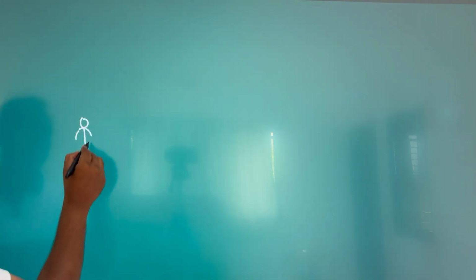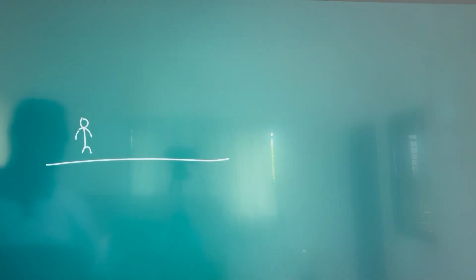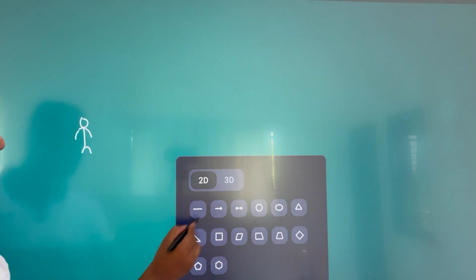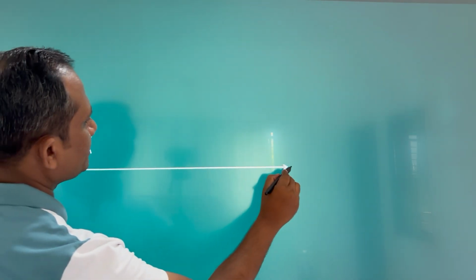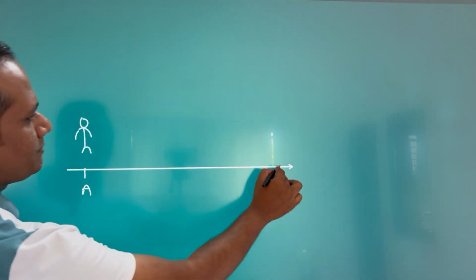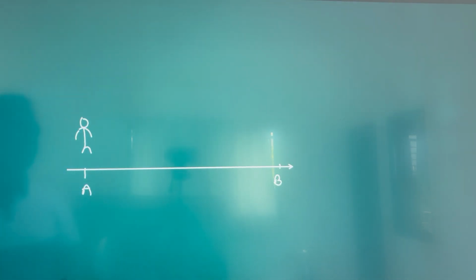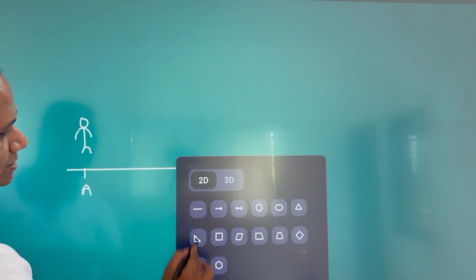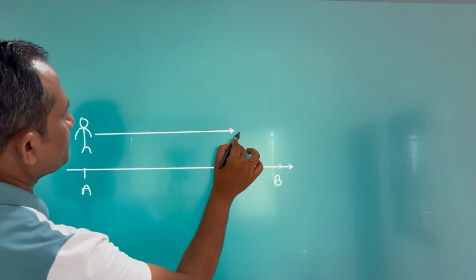Now we know that, let us suppose that this person is running with a constant speed from point A to point B. This person is continuously running from point A to point B with a constant speed. We will consider constant speed here. The term speed is coming here.